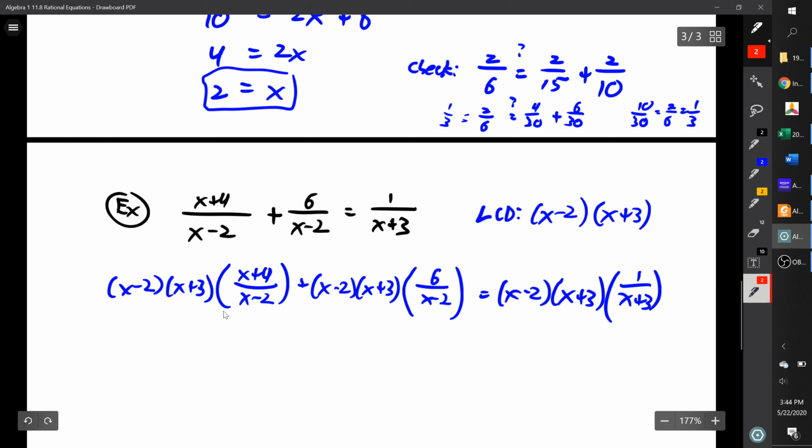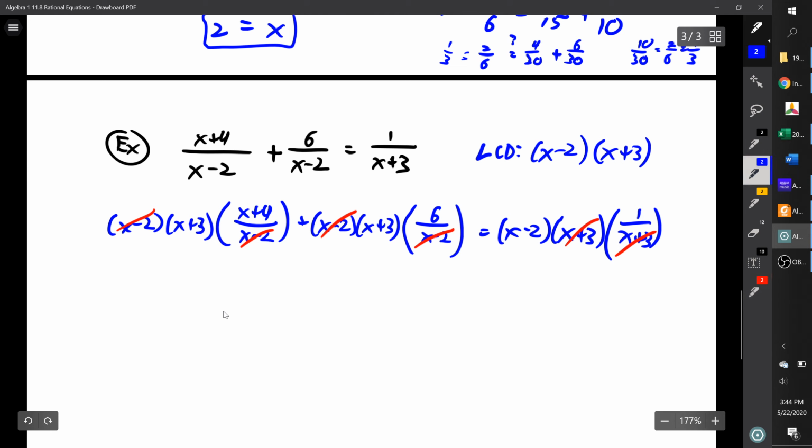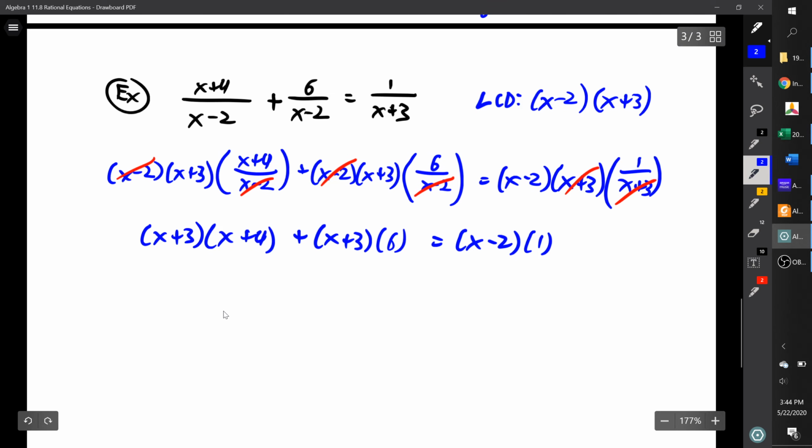Now let's look at what cancels. My x minus 2 over x minus 2 cancels. My x minus 2 over x minus 2 cancels. My x plus 3 over x plus 3 cancels. So what am I left with? I'm left with x plus 3 times x plus 4 plus x plus 3 times 6 equals x minus 2 times 1. Okay, let's work towards solving this. We're going to have to multiply everything out and simplify. We're going to end up with a quadratic equation to solve.